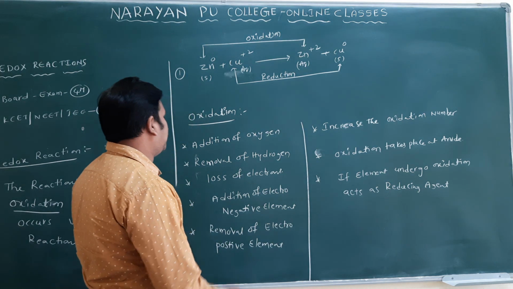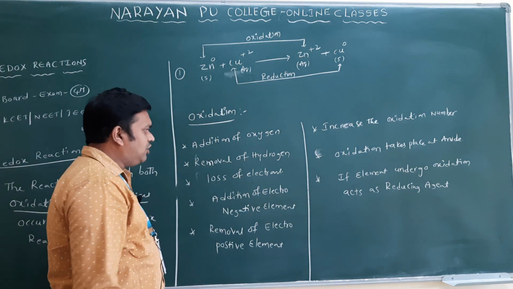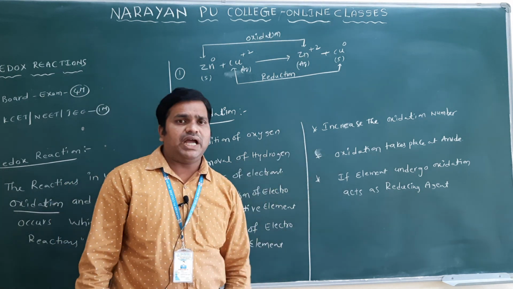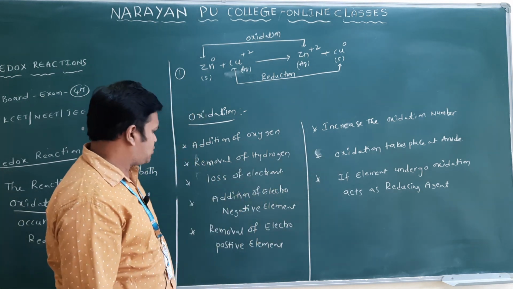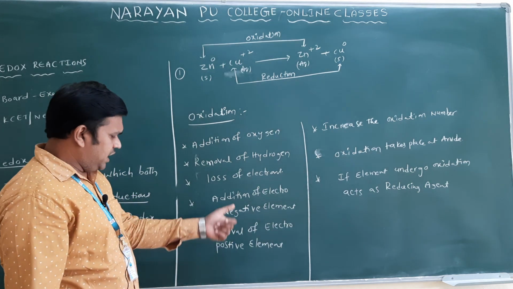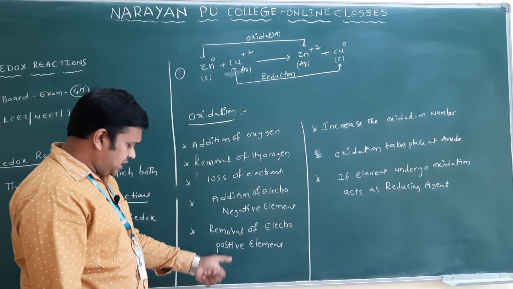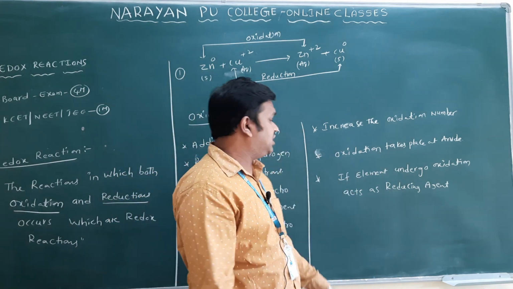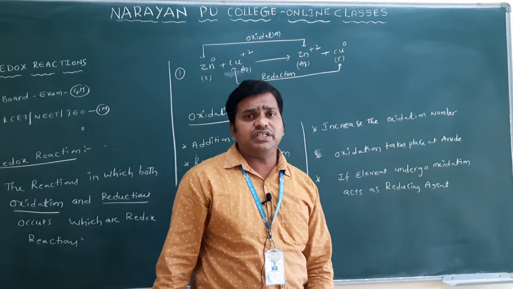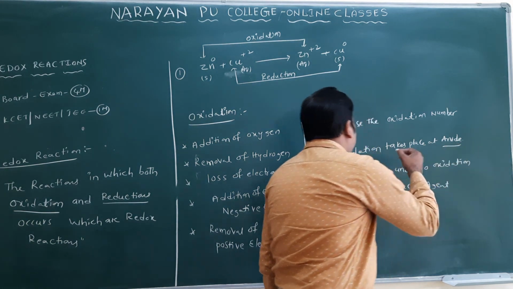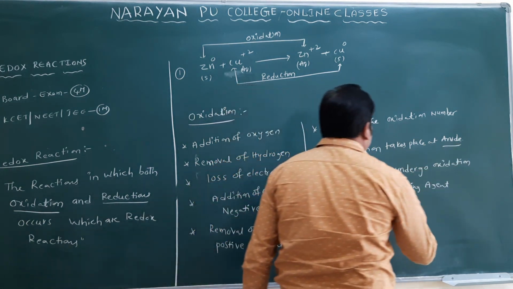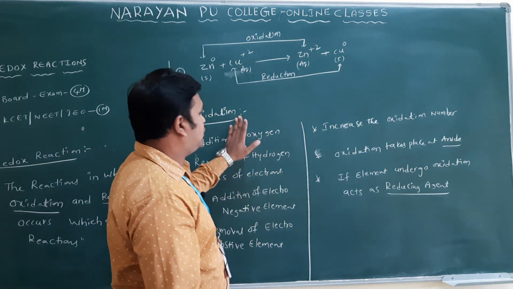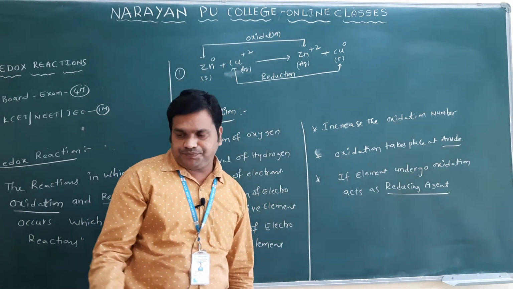Mainly you can concentrate on addition of oxygen, removal of hydrogen, loss of electrons, and one more, increase in the oxidation number. Sometimes we also use addition of an electronegative element and removal of an electropositive element. Generally oxidation takes place at the anode. If the element undergoes oxidation, it acts as a reducing agent only. So this is regarding oxidation only.